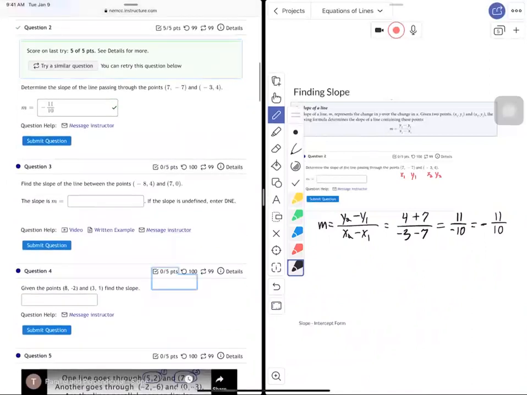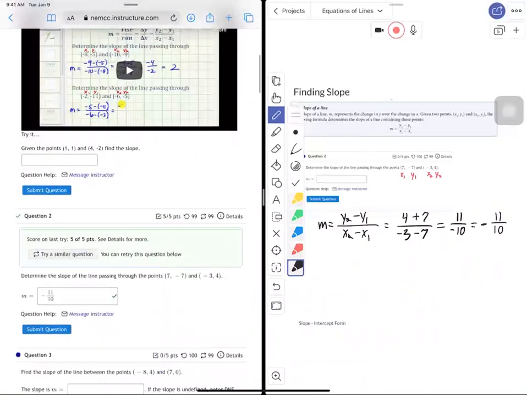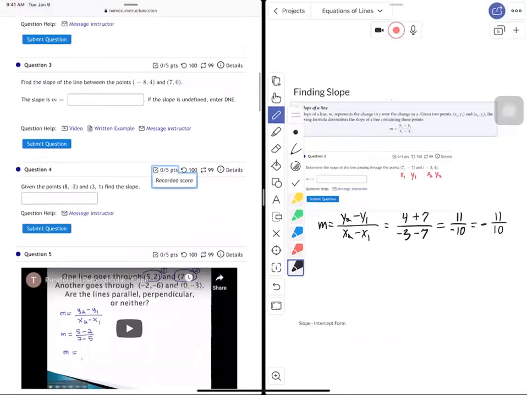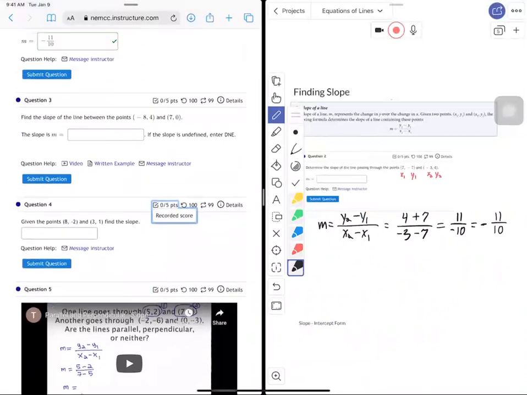So that's the way you will do question 1. You'll just do it with your numbers and not mine. And then 3 and 4 also work that exact same way, okay, with that formula.